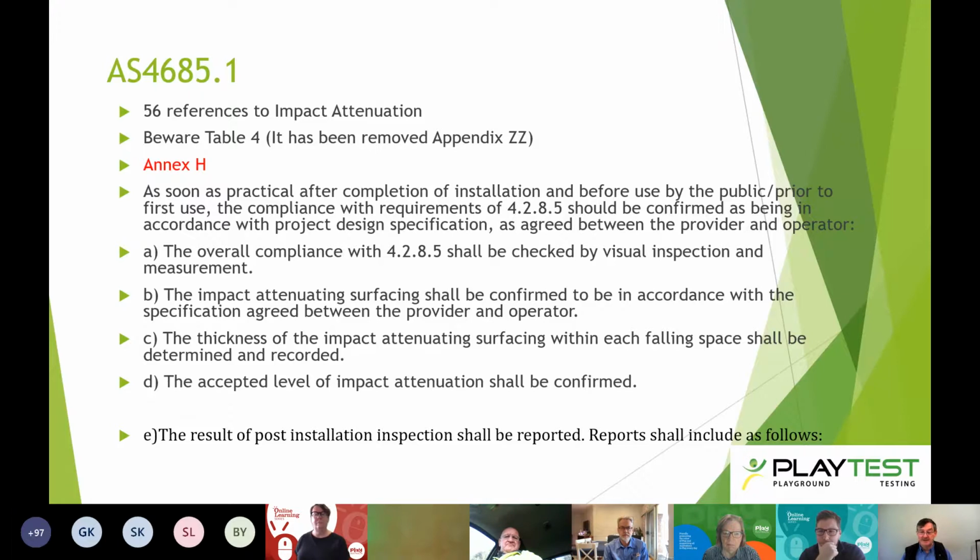I haven't put the whole annex in here, but it is good to read and it tells you what you need to do. When you buy the standard, you also have to go to the back of the standard and look at the ZZ appendixes, the areas that need changing. Now, one of these in the standard is table 4. This table talks about impact attenuation for natural material, mainly bark, grass, sand. And it was taken out of the standard.